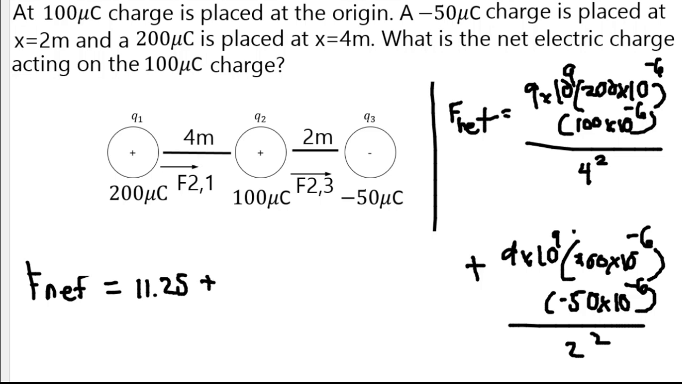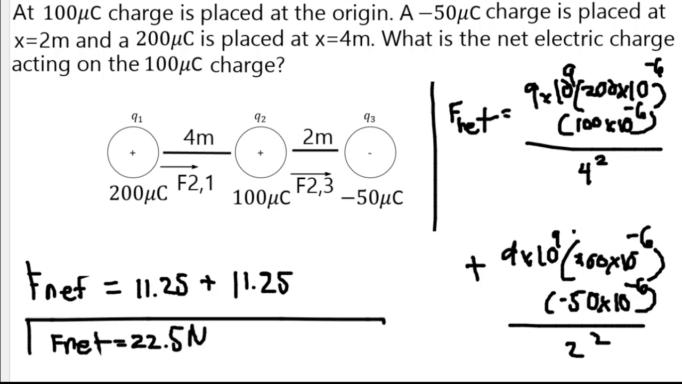So the net electric force that is acting is going to be 11.25 plus, they are just the same though, so 11.25. So we're just going to take the sum of this, and the net electric force that is acting on the 100 microcoulomb charge is going to be 22.5 newtons.